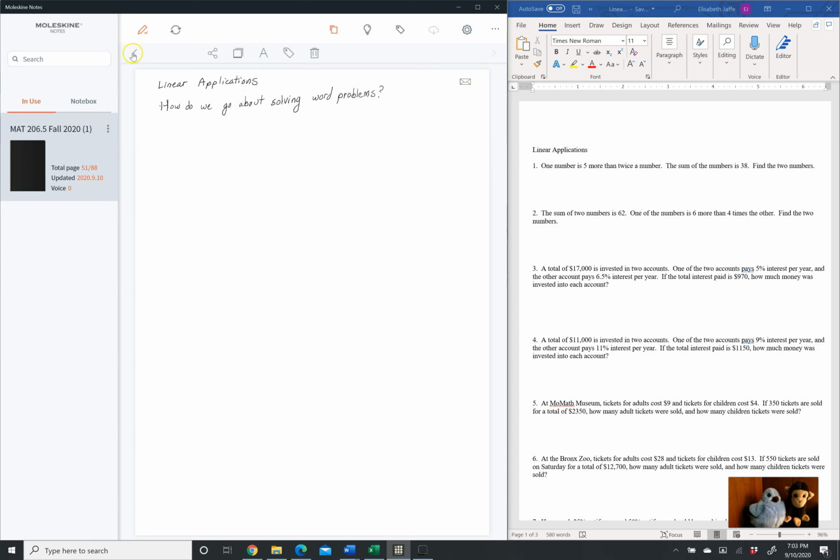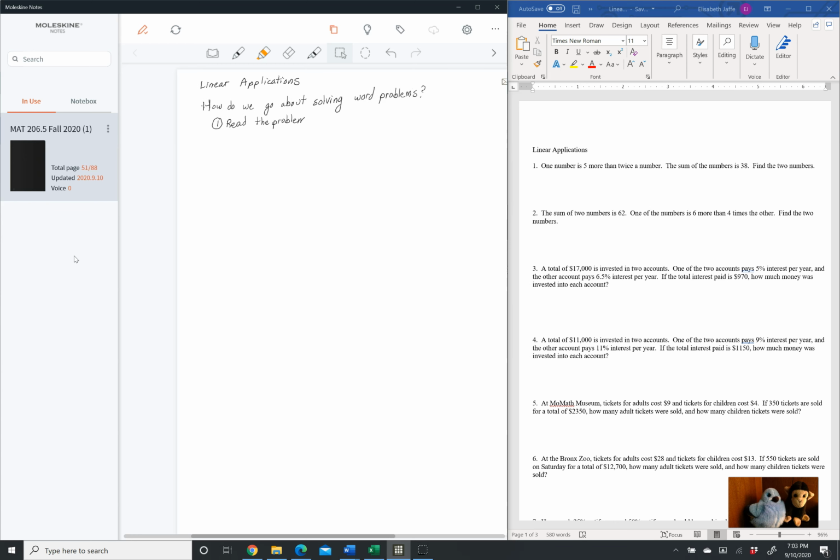So it is a step-by-step process. The first thing that you want to do is make sure that you read the problem. Okay. And as we go through these problems, we will go through these steps. So if any of these steps seem confusing to you right now, that's probably just because there is no problem that we're actually working with at the moment.